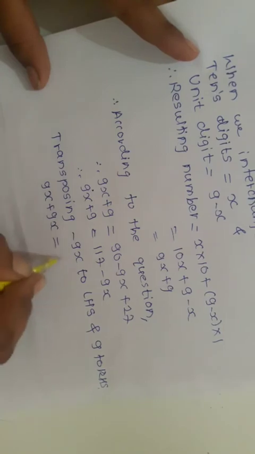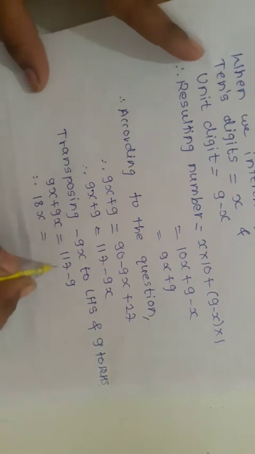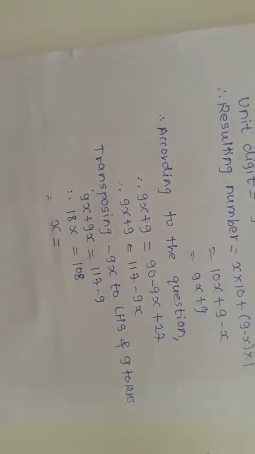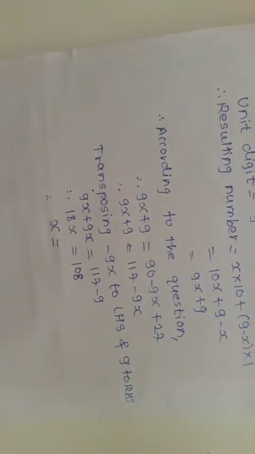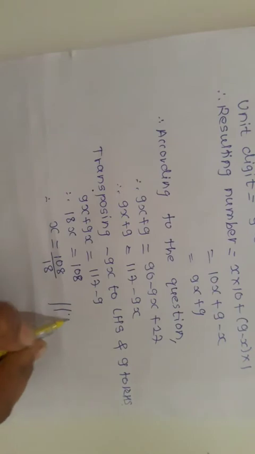9x plus 9x is equal to 117 minus 9. Therefore 9x plus 9x is 18x, which is equal to 117 minus 9, which is 108. Okay, therefore again solve this. x is equal to, now we have to find the value of x, so we have to divide both sides by 18. So 108 divided by 18, and give the reason here.